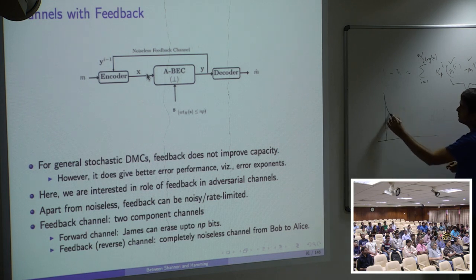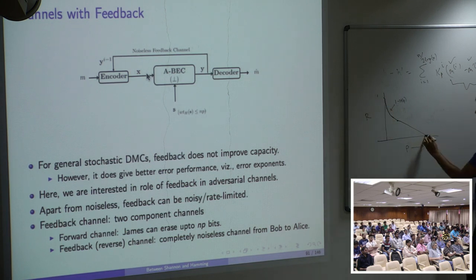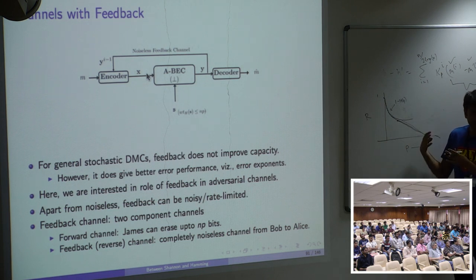And what's happening over here? There's a two-part curve. Up to here, it's basically the 1 minus H(p) curve. This is the p-axis. This is the rate axis. Over here you have 1. This point is 1/3. From here to here, it's a straight line, and this line is basically the tangent to the 1 minus H(p) curve over here. Okay, so very weird curve, right?